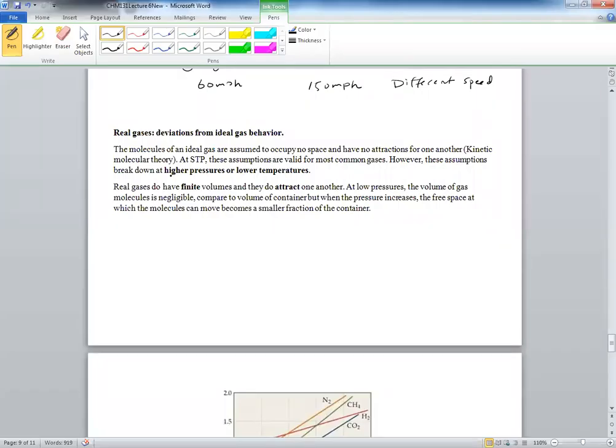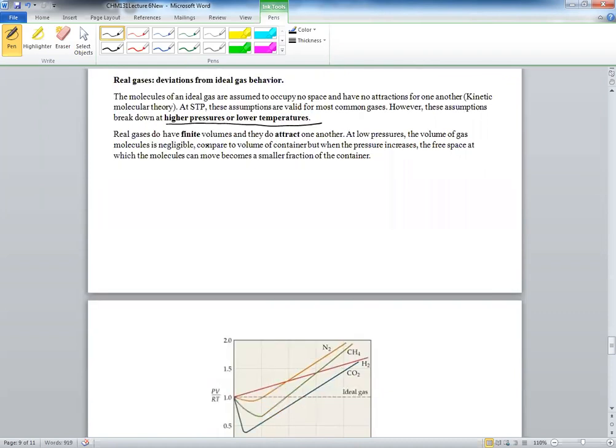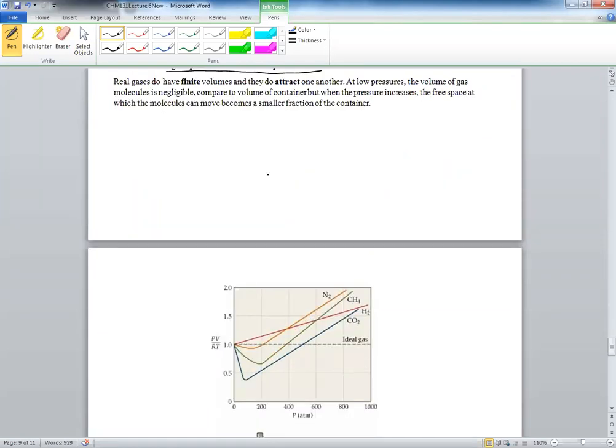So you need to keep in mind that the assumptions break down at higher pressures or lower temperatures. So we say real gases have finite volumes and they do attract one another, meaning that the molecules can attract one another. So let's look at this example. It says the volume at low pressure, the volume of a gas molecule is negligible compared to the volume of the container. But when the pressure increases, the free space in which the molecules can move becomes a smaller fraction. So let's look at this.